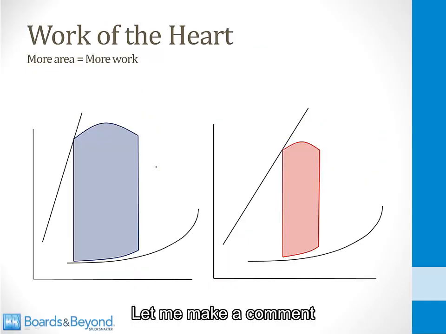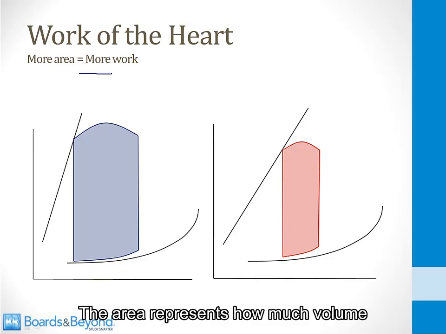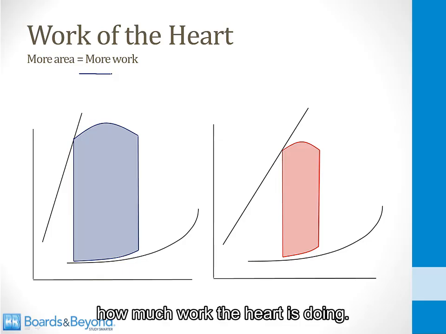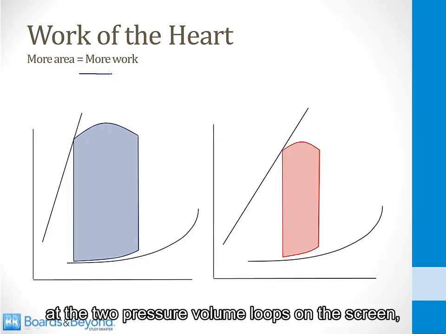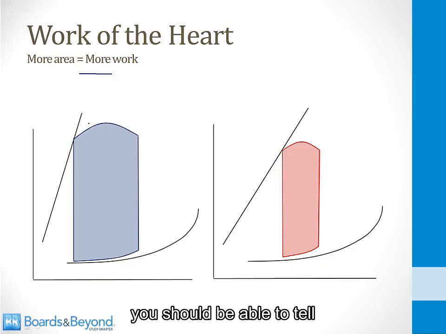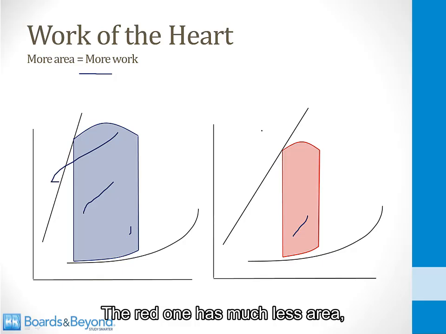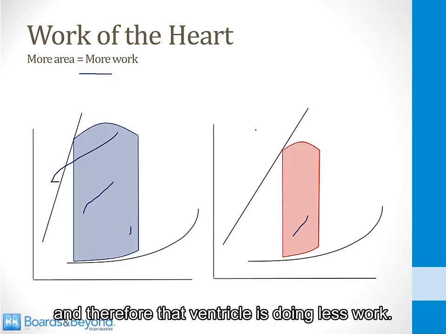Let me make a comment about the work of the heart. The area of a pressure-volume loop represents the work of the heart. The area represents how much volume it's pumping times how much pressure it's generating, and that determines how much work the heart is doing. So if you look at the two pressure-volume loops on the screen, you should be able to tell that the blue one is doing more work than the red one. The red one has much less area, and therefore that ventricle is doing less work.